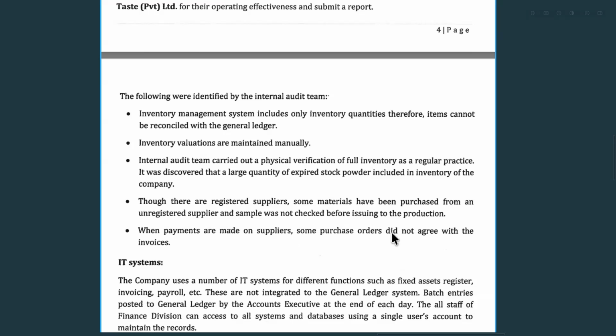Can you remember when I was talking about making payments to suppliers? There should be a three-way match. Can you remember, my dears? I was talking about the three-way match. It means first we have to check the purchase order.